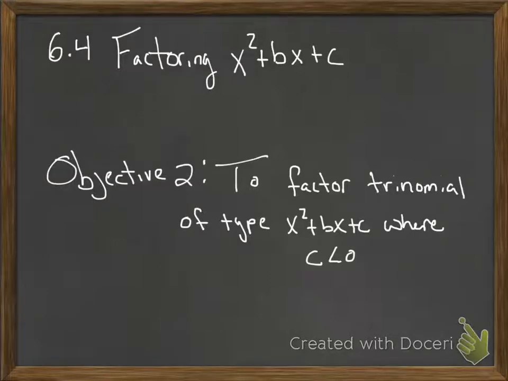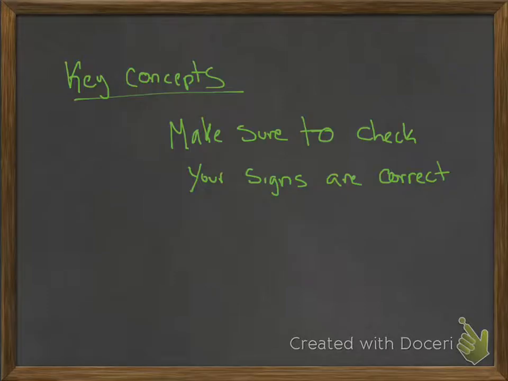Factoring x squared plus bx plus c. So our second objective here is to factor the trinomial of type x squared plus bx plus c, where c is less than 0. So technically we're going to be dealing with when c is negative, so there'll be a negative sign there. Let's look at some examples.